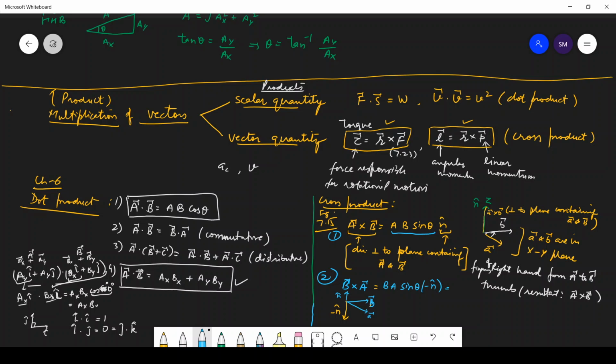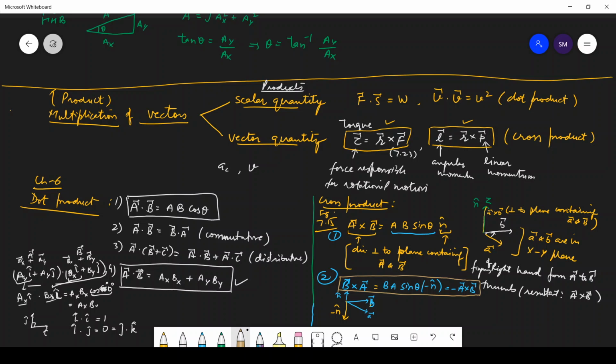Okay. So put this value A cross B here. Negative will come out, and that is equal to minus A cross B. Okay. So B cross A is equal to minus A cross B.